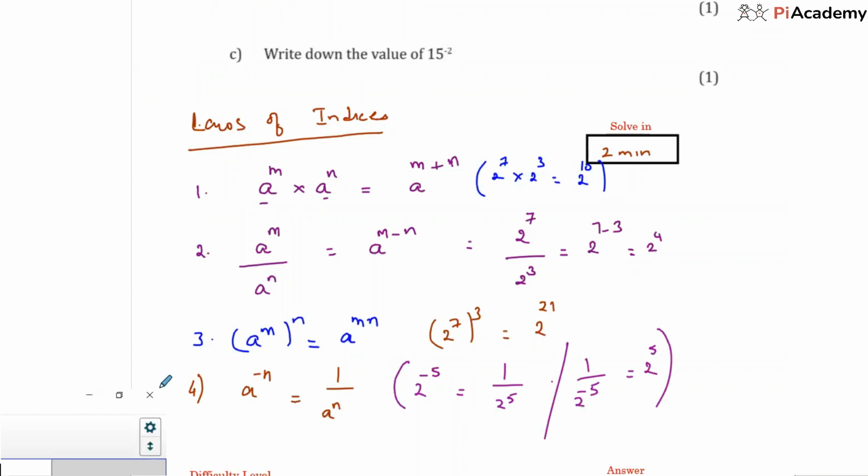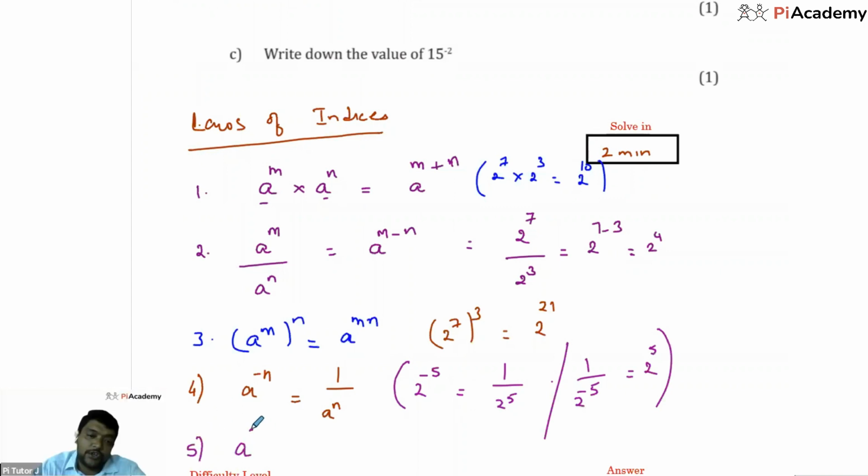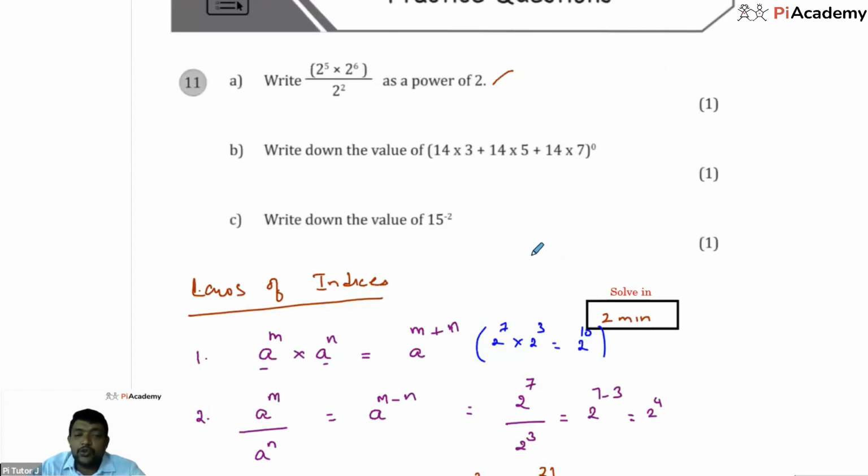And then one more law, a to the power of 0 is always equal to 1. Anything raised to 0 is always equal to 1. Now using these laws, we'll do these questions. So 2 to the power of 5 times 2 to the power of 6 would be 2 to the power of 11 over 2 square, which is 2 to the power of 9. Am I correct? Yep, that is correct.